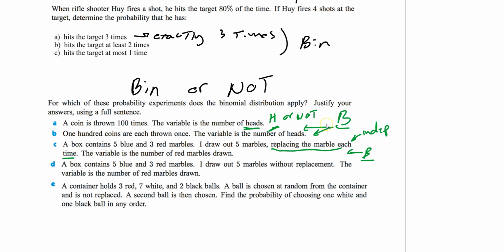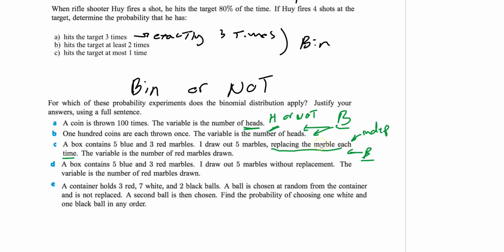Again, the key things are you only have 2 options. The first one, heads or not. Second one, heads or not. Third one, red or not. So they're all binomial. That's all we care about: red or not. I don't care about those other marbles. It's all about whether it's red or not. And the second thing has to be independent. Coins are automatically independent, the odds never change. And in this one, they're replacing the marble, so the odds are never changing.